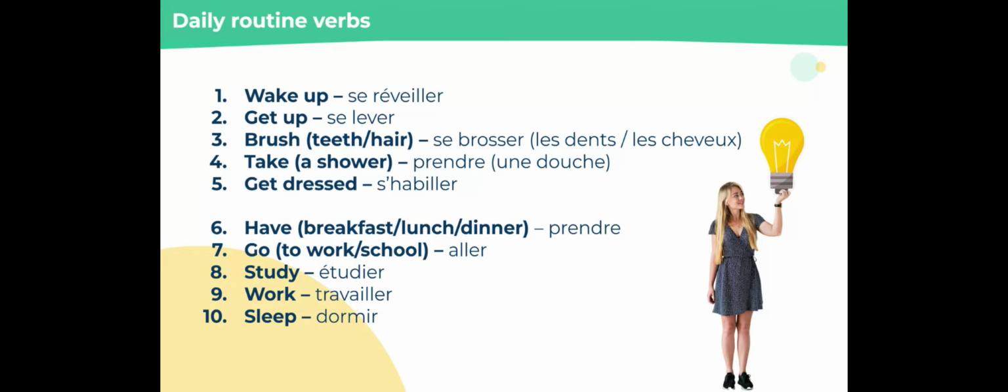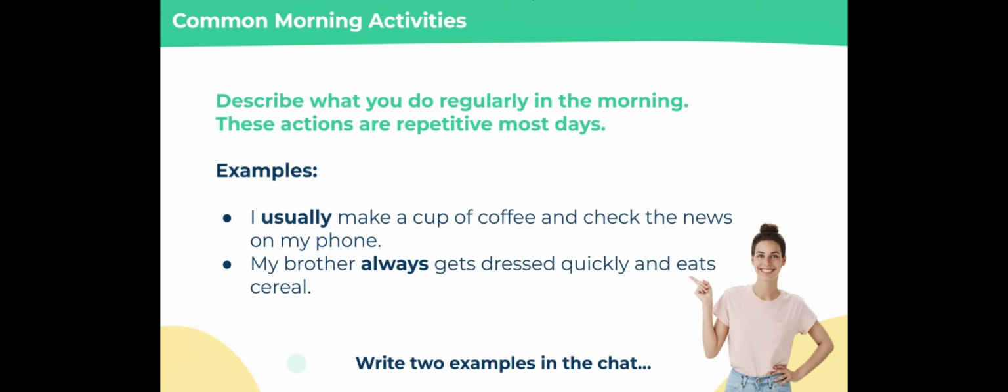Number 7, go to work, go to school. Number 8, study. Number 9, work. And number 10, sleep. Well, that's a list of some very useful verbs to talk about daily routine actions.